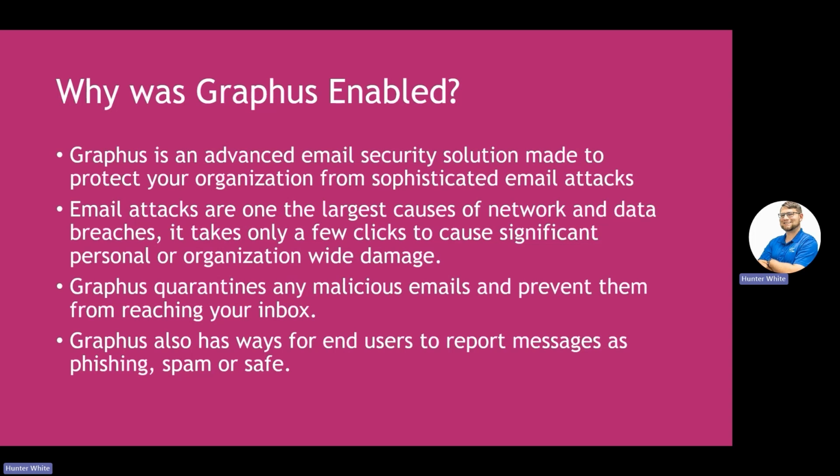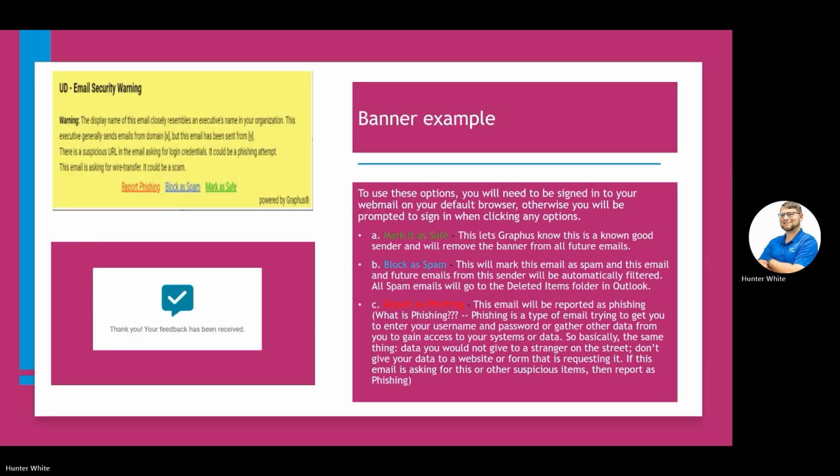Graphus is a mail filtering system which quarantines any malicious emails and prevents them from reaching your inbox. Graphus also has ways for end users to report messages as phishing, spam, or safe. The most important and most visible part of Graphus that you'll see once the service is enabled is an email banner above any messages that are coming from outside of your organization. The example is as follows.